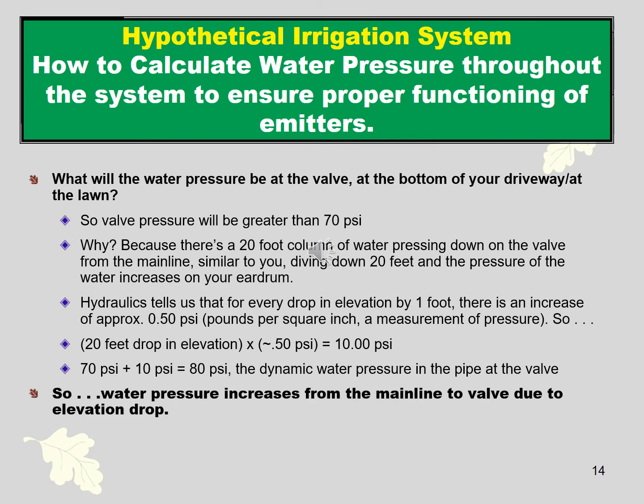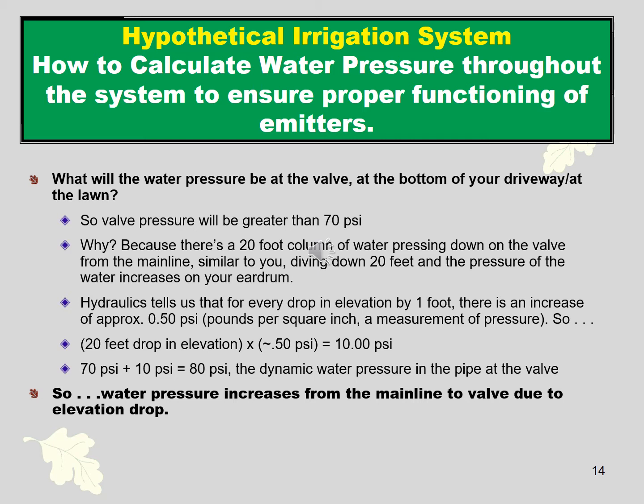So what will the water pressure be at the valve at the bottom of your driveway? Before it goes out to the pipes that take it to the emitters and to your lawn, it's just at the valve. So it's gone from the street down your driveway to the valve. So the valve will be greater than 70 psi because the water has gone downhill. There's been an elevation change, 20 feet elevation change. So there's a 20-foot column of water inside the pipe pressing down on the valve.